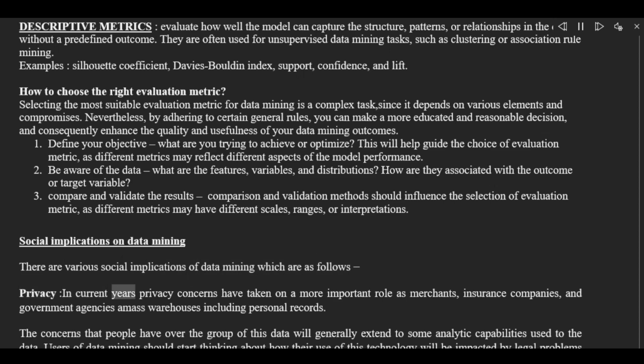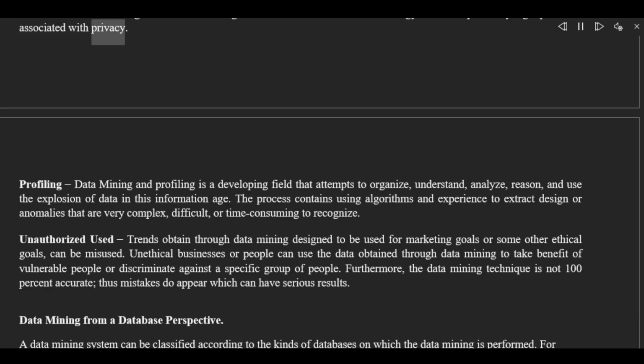Privacy. In recent years, privacy concerns have taken on a more important role as merchants, insurance companies, and government agencies amass warehouses including personal records. The concerns that people have over the collection of this data will generally extend to some analytic capabilities used on the data. Users of data mining should start thinking about how their use of this technology will be impacted by legal problems associated with privacy.